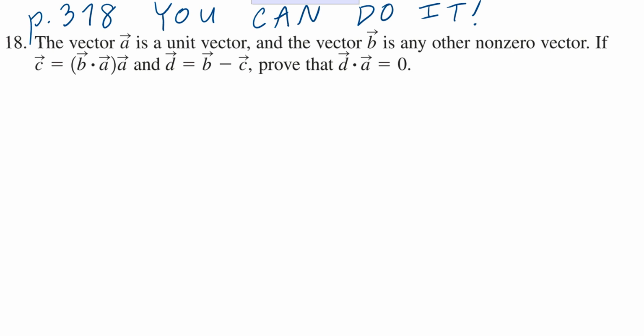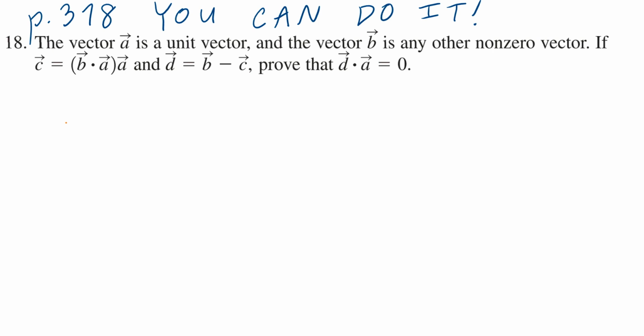Hi everyone. Let's take a look at number 18 on page 378. The vector A is a unit vector and the vector B is any other non-zero vector. If vector C equals (vector B dotted into vector A) times vector A, and vector D equals vector B minus vector C, prove that vector D dotted into vector A equals 0.